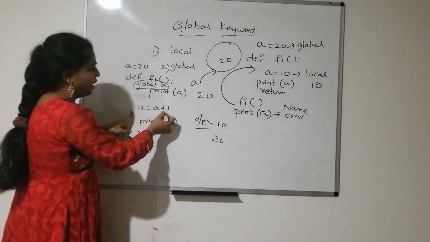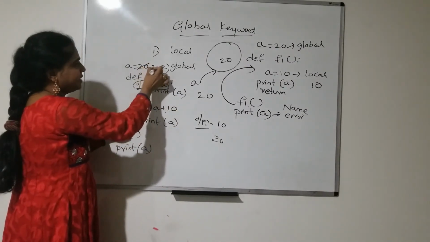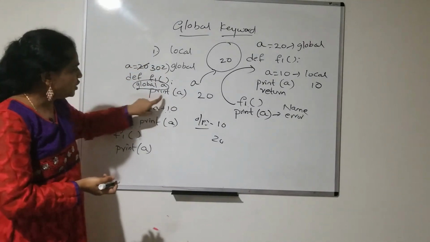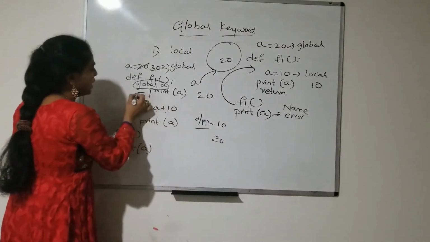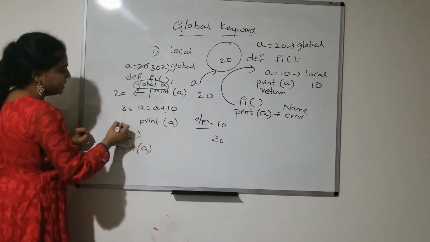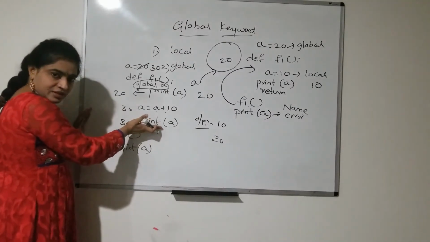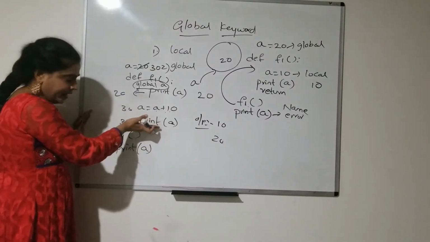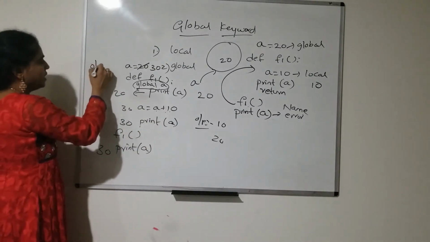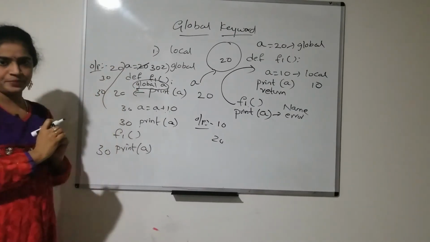Now, A equal to A plus 10, or suppose A plus 10 means 20 plus 10, that is 30. Now, A is being stored with 30 value. So, first initially print of A means here I will get the output as 20. A equal to A plus 10 means here I will get 30. Print of A means 30 value will be displayed on the output screen. So, here the function execution is done. Again the cursor comes to here, print of A. So, again 30. So, the outputs are 20, 30 and 30 in this case.